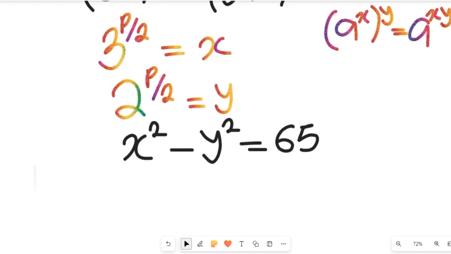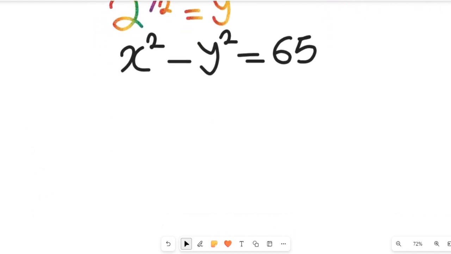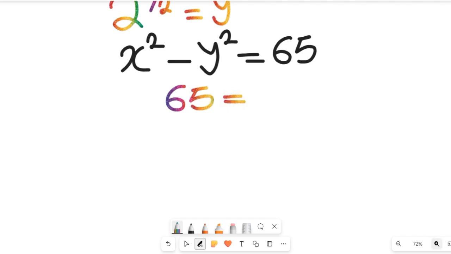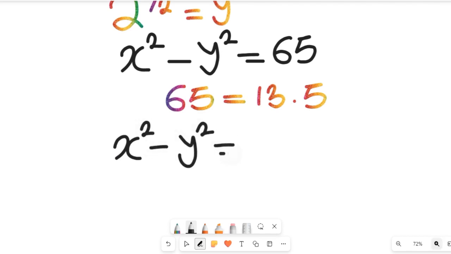Great. Now what do we have here? We have x squared minus y squared equal to 65. Now you see we have a difference of 2 squared. So what do we do from here? Before we analyze this, I want you to note that 65 can also be broken into 2 different parts. 65 will be equal to 13 multiplied by 5. 13 multiplied by 5 will give us 65, right? So that expression will give us x squared minus y squared equal to 13 multiplied by 5.